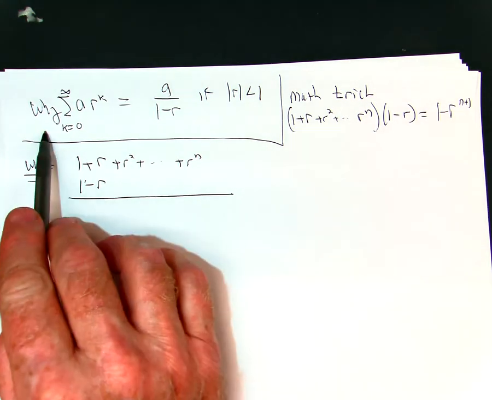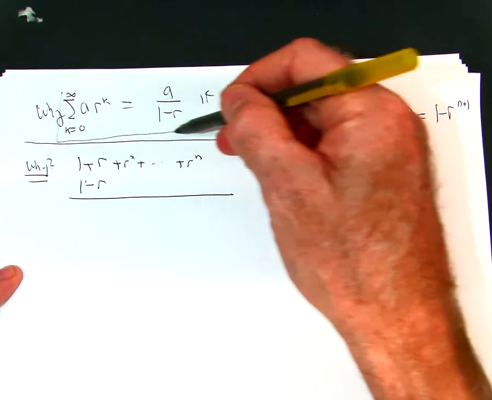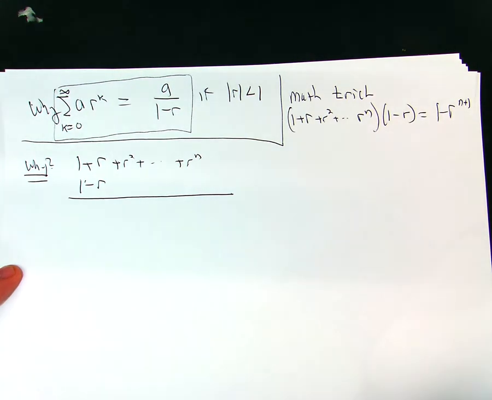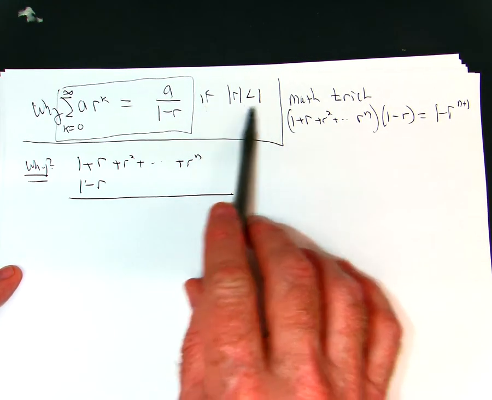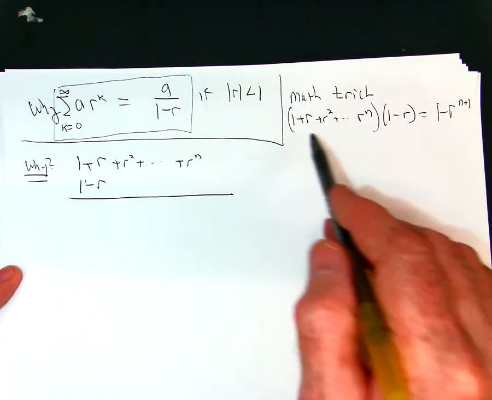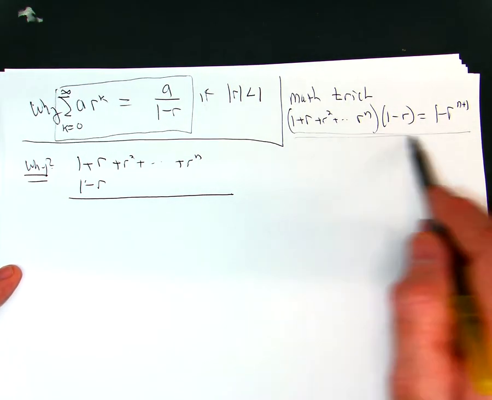I want to explain why that formula works, and this is something I'm going to expect you to know for tests and stuff like that, if the magnitude of r is less than 1. And this is going to rely on this math trick, which I'll explain.